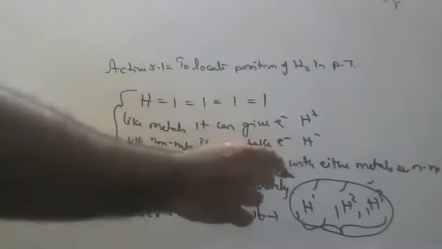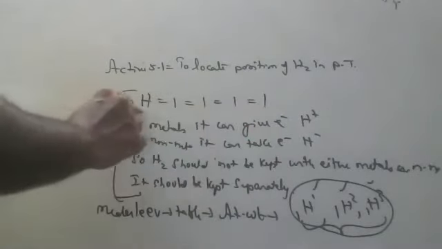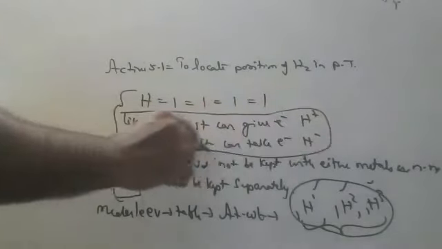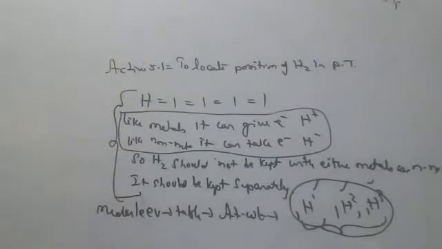Like metals, it can give electron. Like non-metals, it can take electron. Very, very important, children. Don't forget. So hydrogen should be kept separately. Please write down, children. Hydrogen should be kept separately. Like metals, it can give electron. Like non-metals, it can take electron. I hope everyone is writing.